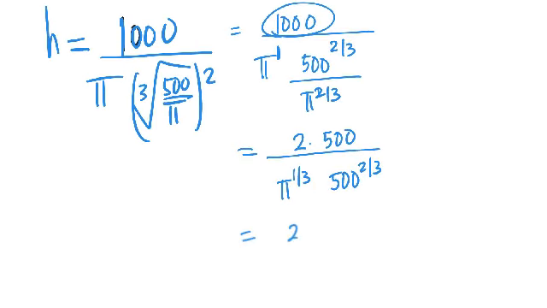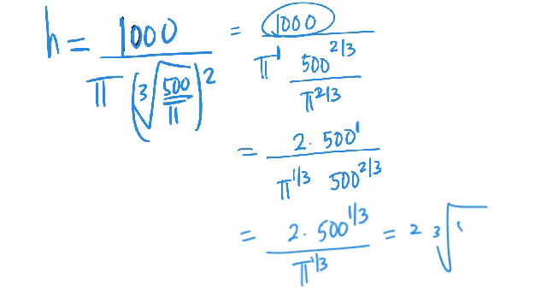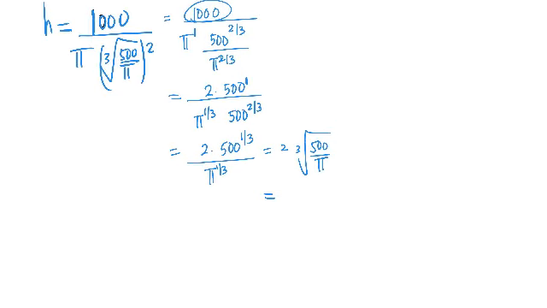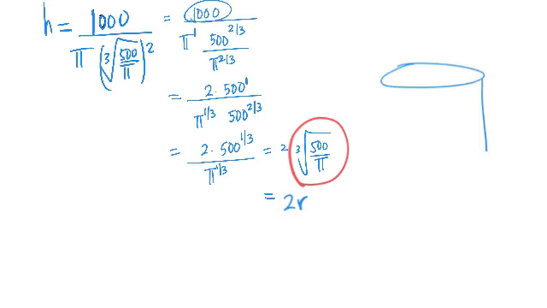So I'm going to get 2 times 500 to the 1/3, subtracting 1 minus 2/3 over pi to the 1/3. So it's 2 times the cube root of 500 over pi, right? Which was my earlier number. That was the radius number, right? So this right here is the r that we're evaluating all of this at. So in other words, a can where the height is equal to twice the radius, right? So the height is equal to this, and the radius is equal to this.